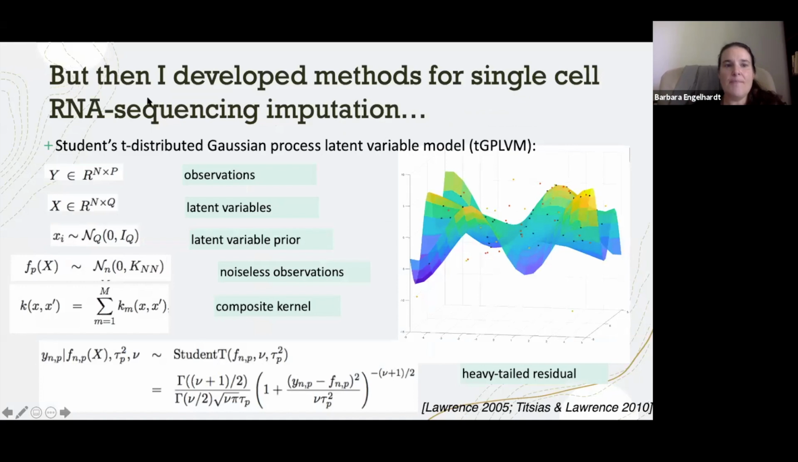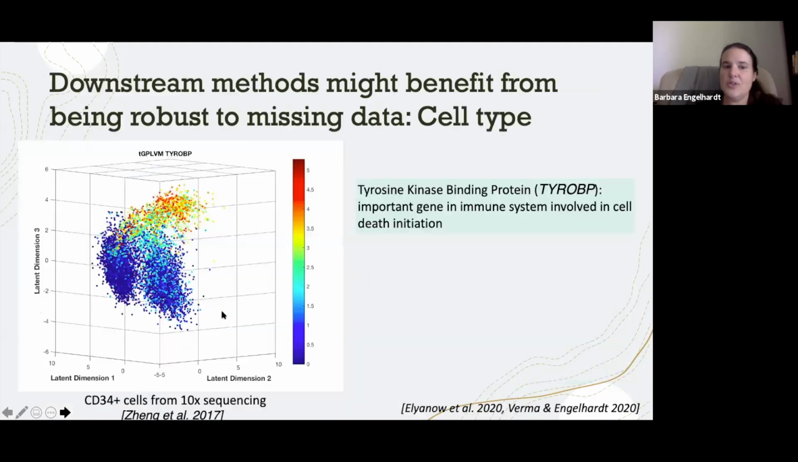Here's a second thing that I did with imputation. This isn't the one I developed with Bianca, but it's another method that we developed in my group for imputation of genotype or gene expression. The idea is basically to use a GPLVM, and then we added a heavy-tailed residual, a Student's t-distribution, to allow for a lot of zeros, which often messed up the imputed manifold that we developed for this.